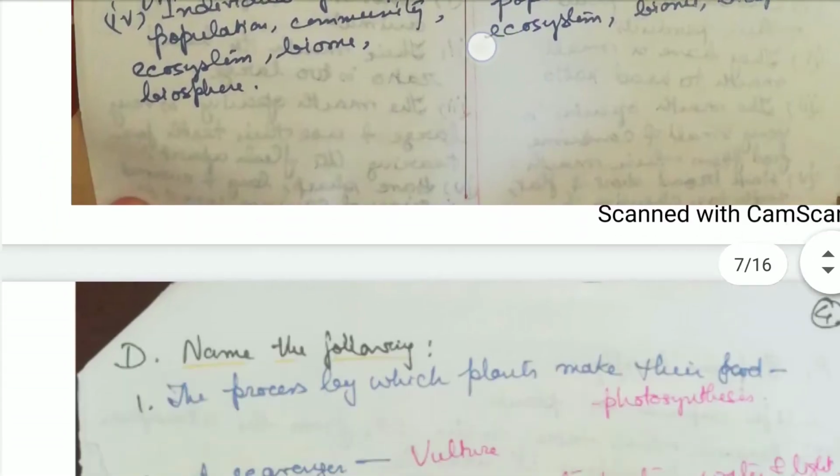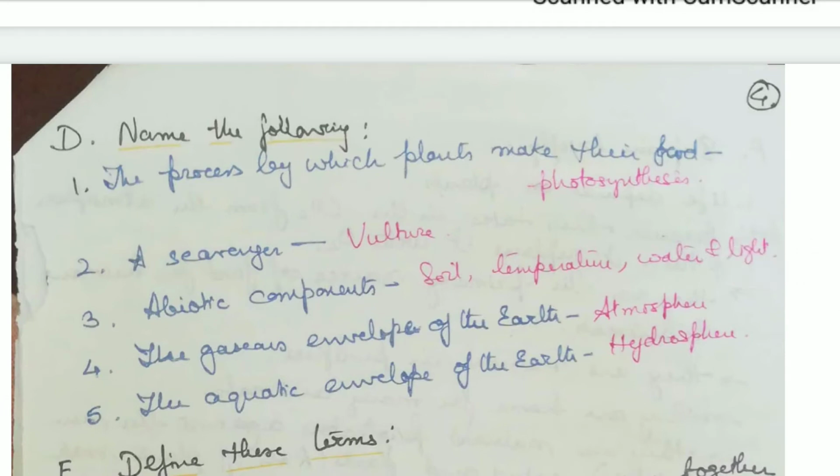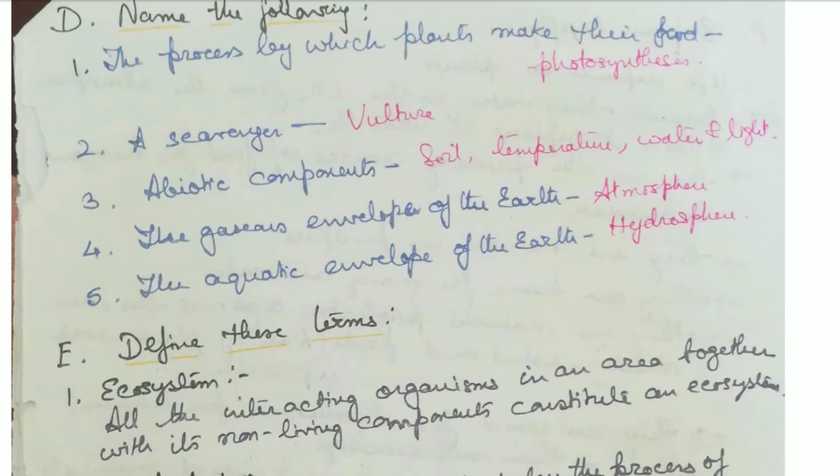Next we come to the name the following question. The process by which plants make their own food is photosynthesis. Name a scavenger: the vulture. Abiotic components: soil, temperature, water, light, etc. The gaseous envelope of the earth is the atmosphere, and the aquatic envelope of the earth is the hydrosphere.